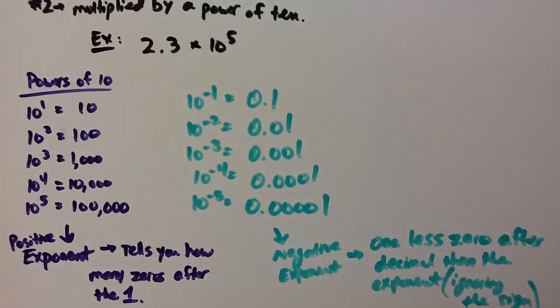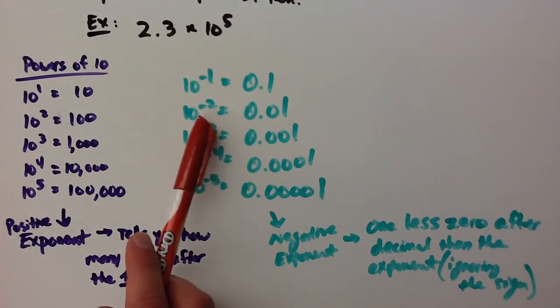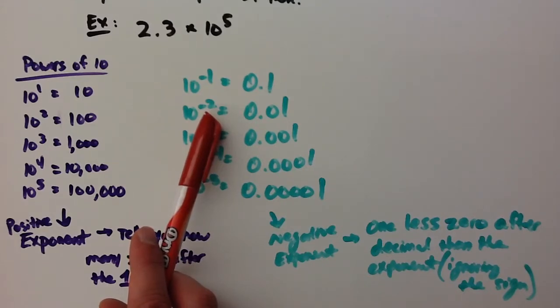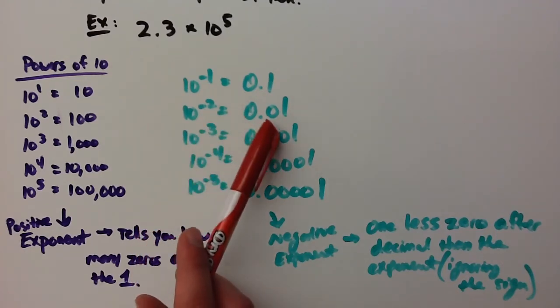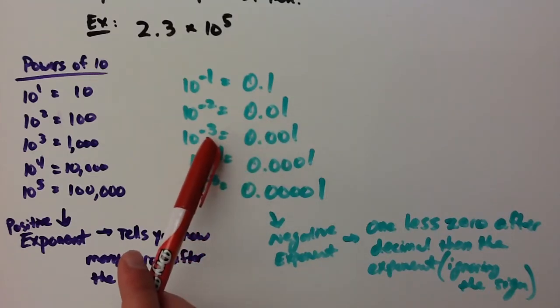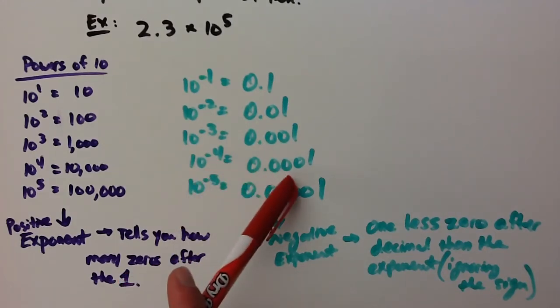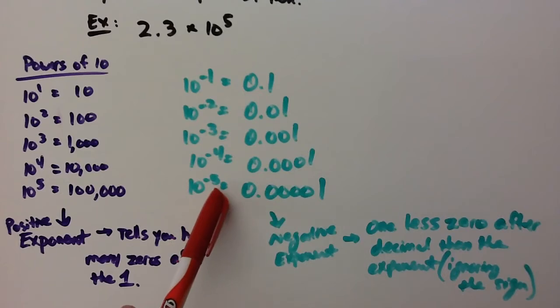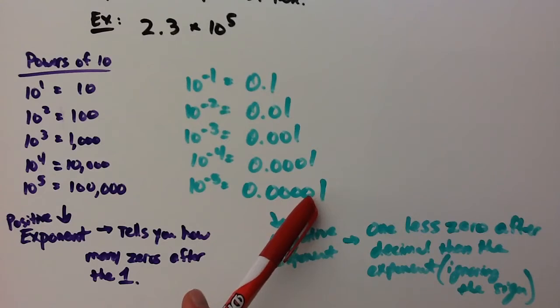Well, maybe you see that when the exponent is negative, we would have one less zero after the decimal than whatever the exponent is, ignoring the sign. So basically we're saying, say, if we have 10 to the negative 2, 2 is our exponent if I ignore the sign, and so I'm going to have one less zero than 2 after the decimal, and 1 less than 2 would be 1, so I got 1 zero after the decimal. If I have 10 to the negative 3, I would have 2 zeros after the decimal. 10 to the negative 4, I would have 3 zeros after the decimal. 10 to the negative 5, I would have 4 zeros after the decimal. And your last number would be 1.